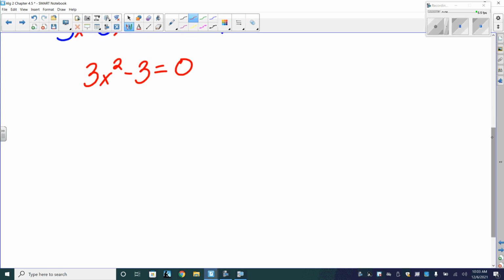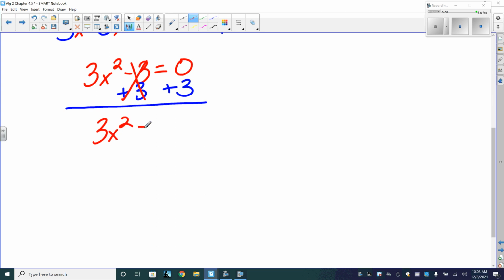Get a little more room. What can we do first? Well, we don't have a middle term, do we? Because we could factor, or since there's not a middle term, we can actually use the square root method. Get the x by itself, because that's a little bit easier. So we could add 3 to both sides. And if we do that, -3 plus 3 is 0, leaving us with 3x squared is equal to 3. And then what can we do?